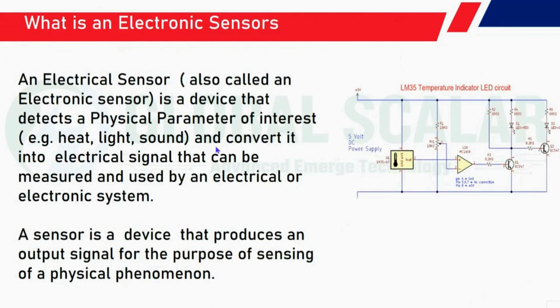So what is an electronic sensor? An electronic sensor is a device that detects physical parameters like heat, light, or sound, and converts them into an electrical signal, giving a specific value by using the electrical or electronic system, with respect to the software or the wiring communication. So here the sensor senses the information based upon the physical phenomenon, and the output is obtained from it.